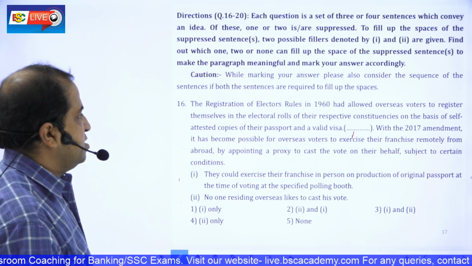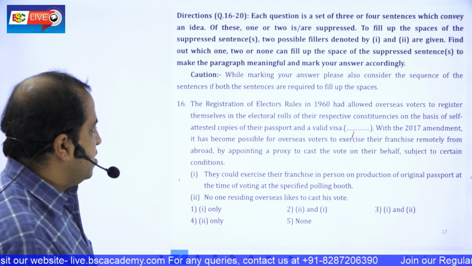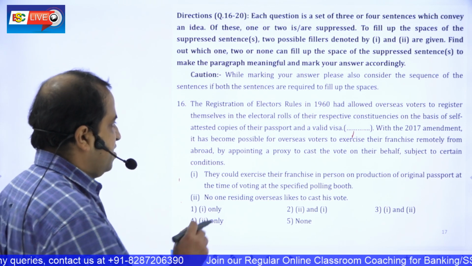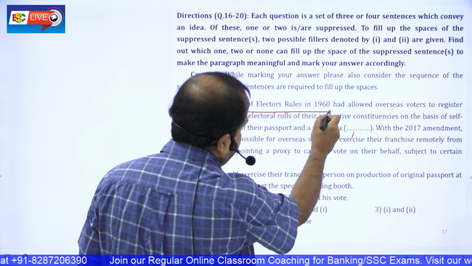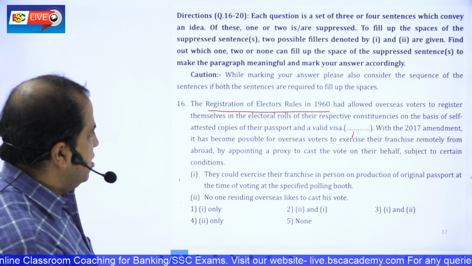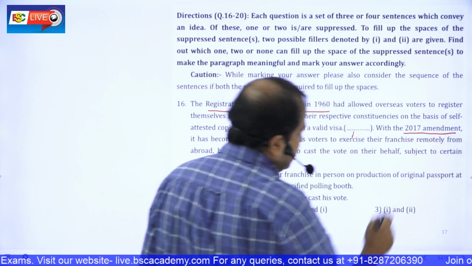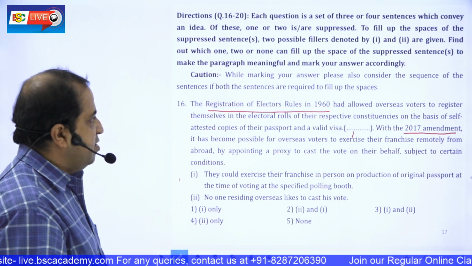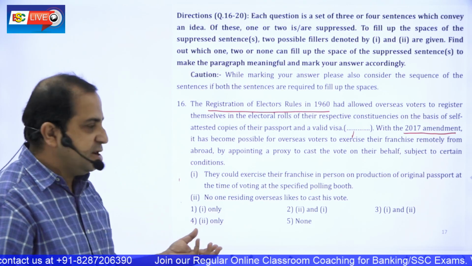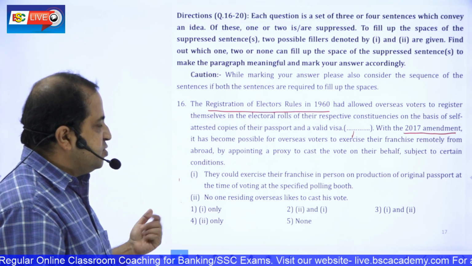The registration of electors rules in 1960 had allowed overseas voters to register themselves in the electoral rolls of their respective constituencies on the basis of self-attested copies of their passport and a valid visa. Registration of electoral rules in 1960 में क्या provision था, इसको पहले sentence में बताया गया. और last sentence says, with the 2017 amendment, अब इस रूल्स में 2017 में amendment हुआ है, and with the 2017 amendment, it has become possible for overseas voters to exercise their franchise remotely from abroad by appointing a proxy, उनके बदले कोई और, to cast the vote on their behalf subject to certain conditions.